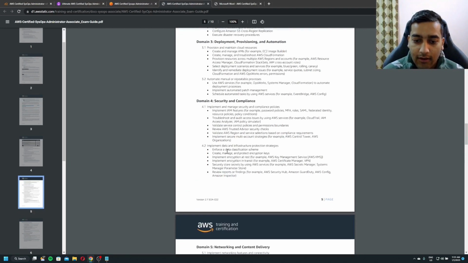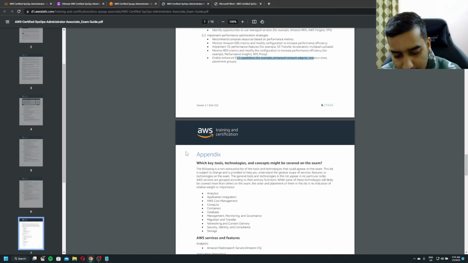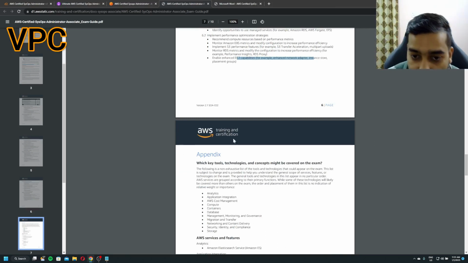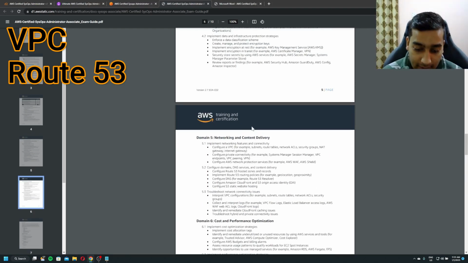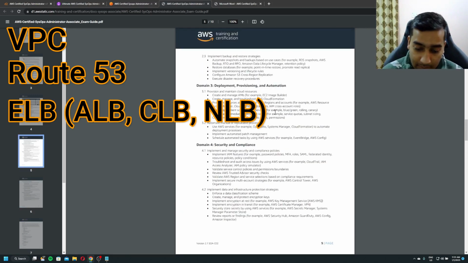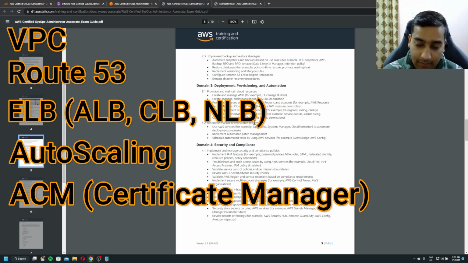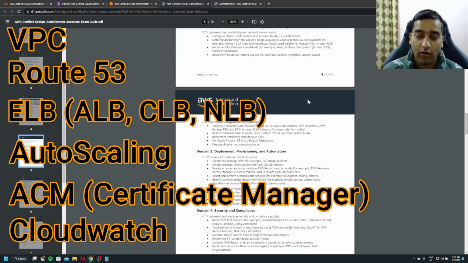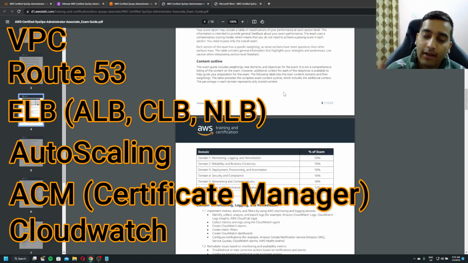Now this is the part of the exam, but I will tell you more or less the most important services from this exam. So the first service is VPC, which you need to know. Second service is Route 53, which you need to know in and out. Third service is ELB. Fourth is auto scaling. Fifth is ACM, which is Certificate Manager. And sixth is CloudWatch. These are the services where you will get one lab question as well. The question could be like, deploy an ELB and deploy an auto scaling group behind that ELB, right?